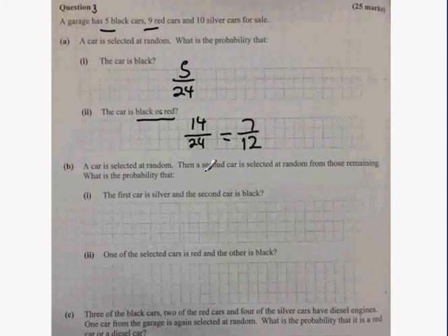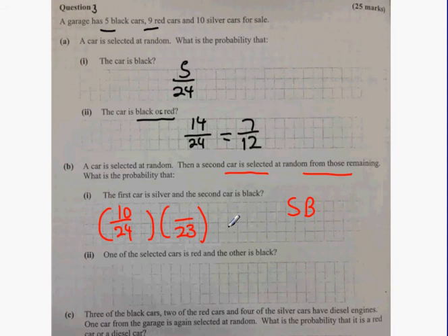A car is selected at random, then a second car is selected at random. Remember, you're not going to add them, you're going to multiply. So what's the probability of your first car being silver? 10 over 24. The next probability is out of 23, because you want silver followed by black. SB. How many black cars are there? 5 out of 23. When you multiply them by each other, what do you get? 0.09. 0.09 in the calculator. Is that okay? Or you can leave it in fraction mode if you want. What's it in fraction mode?